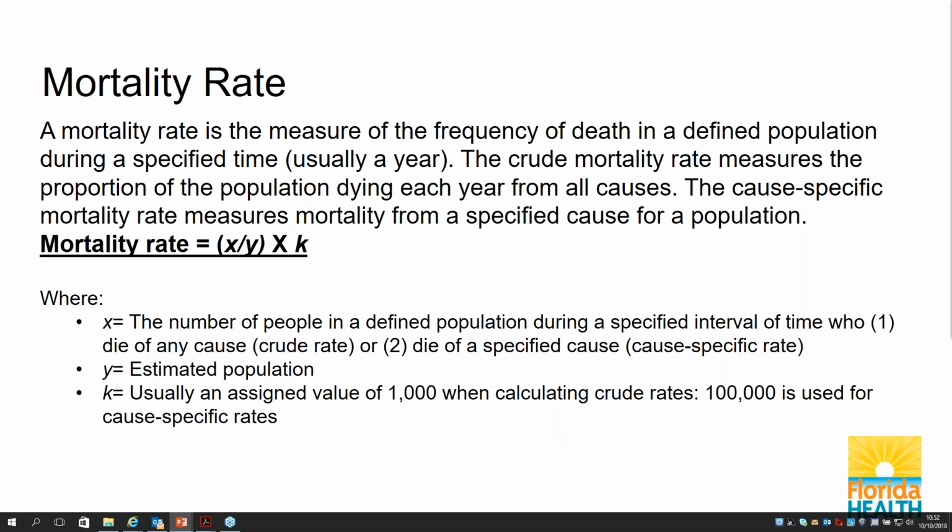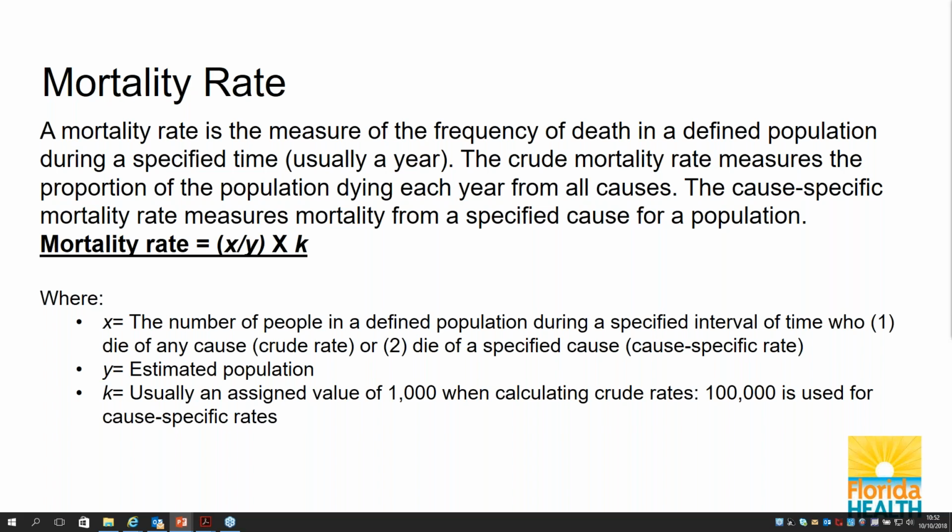So our mortality rate equation is going to be x divided by y times k. X is going to be the number of people in a defined population during a specified interval of time who 1, die of any cause, which would be the crude rate, or 2, die of a specified cause, the cause-specific rate. Y is our estimated population, and K is usually an assigned value of 1,000 when calculating crude rates, and 100,000 is used for cause-specific rates.